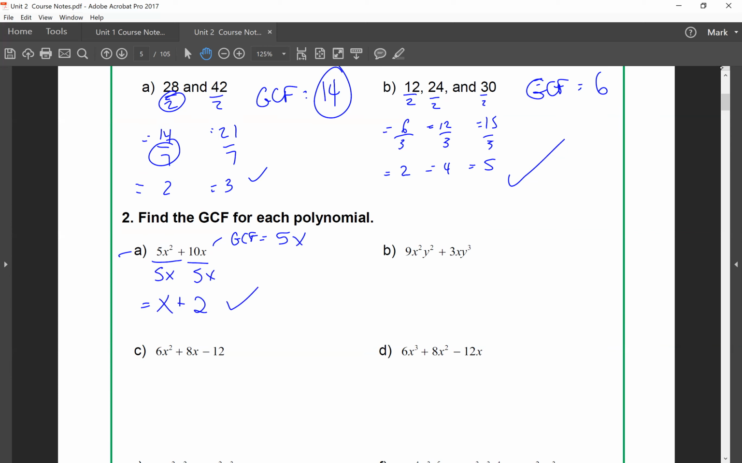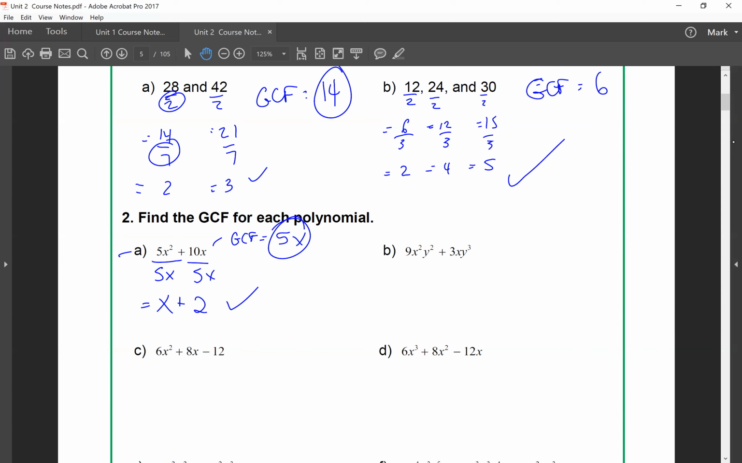I'm not doing this for no reason. You're going to see why I do this in a minute, but the GCF 5x works. And you're going to see why I did this step in a minute. This is factoring.